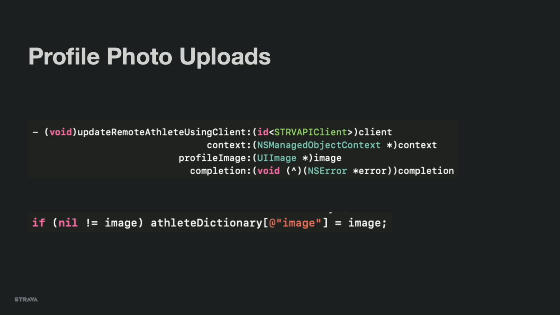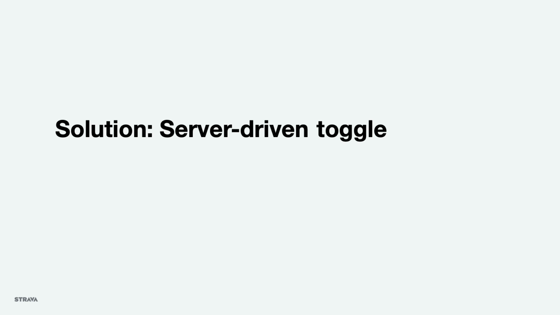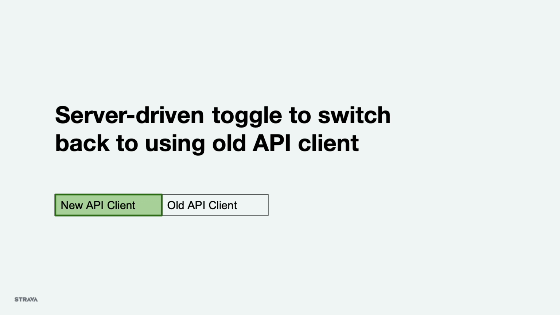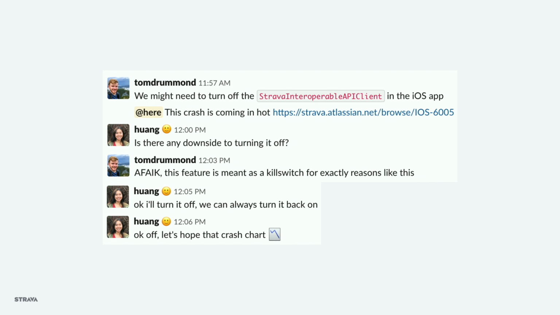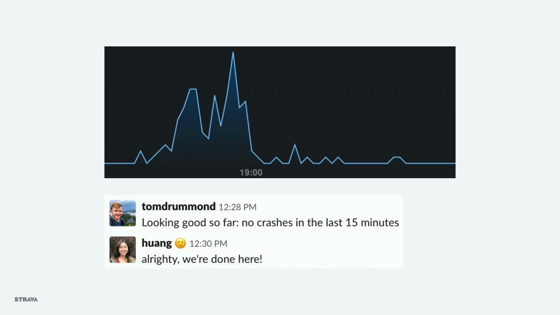But luckily, I anticipated something like this happening, and I had a system in place to catch it. The solution was a server-driven toggle that allowed us to flip back and forth between both API clients. So when something goes wrong like this, we can just switch back that toggle, and within minutes, we can go back to using the old API client. When a new version of Strava is released and my colleagues see a graph that's going up and to the right with crashes, this toggle really came in handy. Within 15 minutes of this massive spike, we were able to turn it off and prevent the incident from getting any worse. So I hope that is helpful.